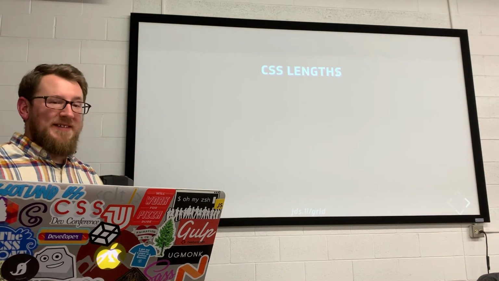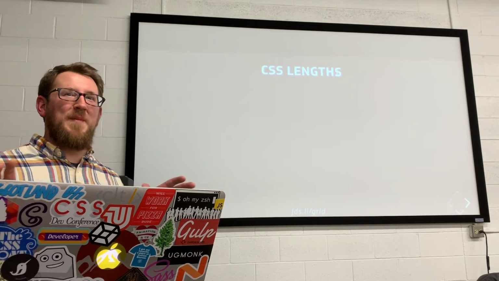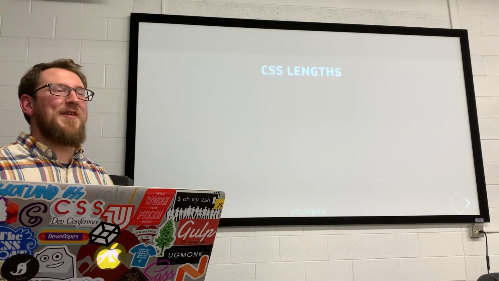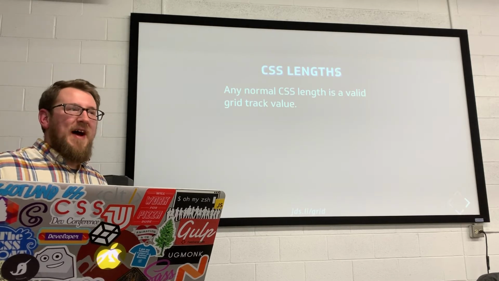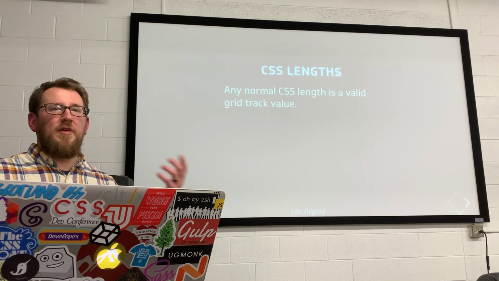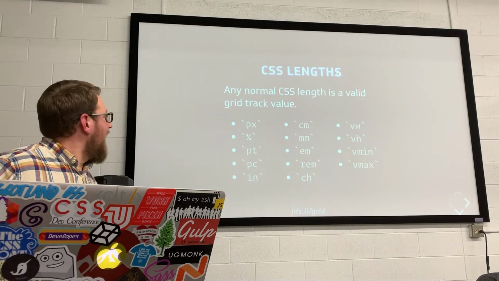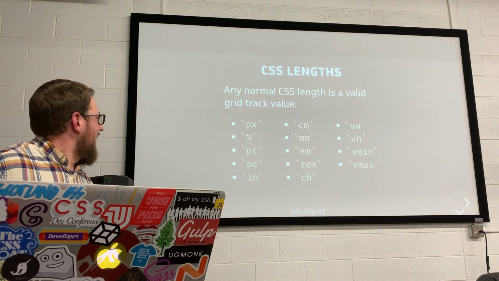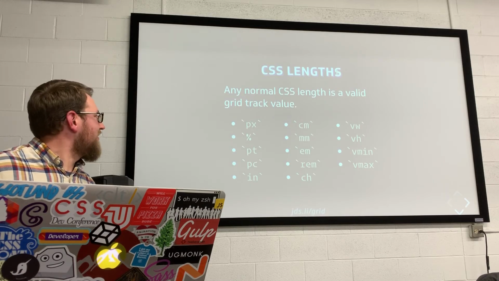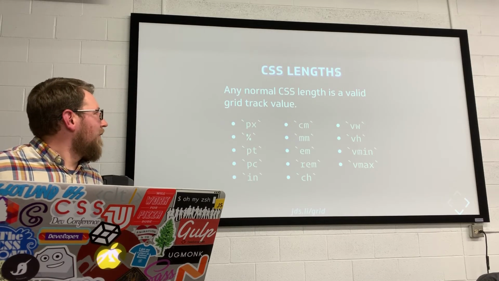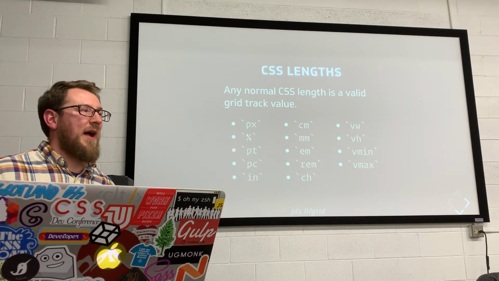So we've got new CSS lengths. Anybody like lengths? I toyed with the idea of having a lesson in the series called all the measurement values in CSS, but I realized that would be just super dry, and so we didn't. Any normal CSS length is a valid grid track: grid-template-columns, grid-auto-columns, grid-template-rows, grid-auto-rows. It's a valid track measurement. And those include all of our old favorites like pixels and percents and points and picas and inches and centimeters and millimeters and an em and a rem and a character unit and viewport width and viewport height and viewport min and viewport max. All of those are valid units for a CSS grid track.